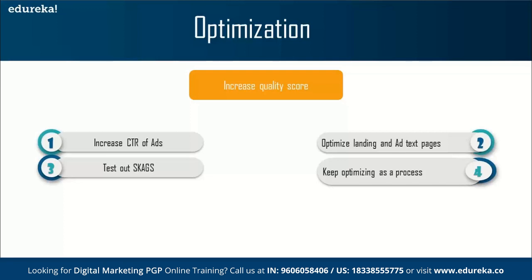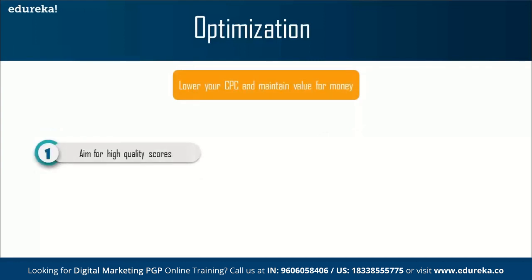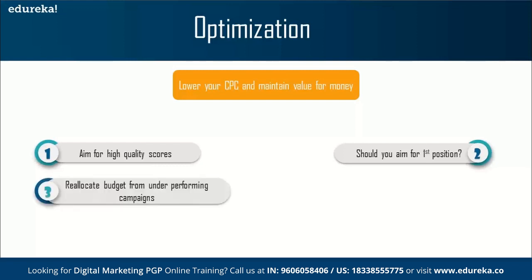Important point: keep optimization as a process. You need to implement it as a process. You need to keep doing it. Lower your CPC and maintain value for money. And for high quality scores, use tags, use tightly themed ad groups, and also ask a question like, do I need to aim for first position? Because a lot of times in first position the cost per click is very high. You can lower your cost per bid. You can still be in second and third position. So you are still at the top of the fold, but you're paying much less. So you need to think about things like that.